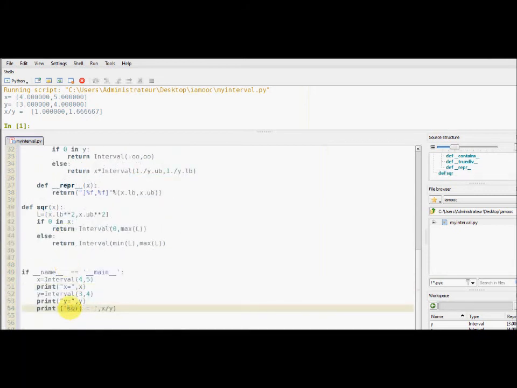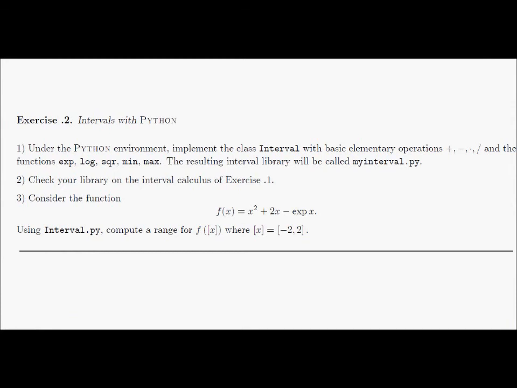I will check it. Square of x, square of x. Okay, it seems to work. Now I also have to implement the min and the max, and after to check the library in the question number 2. I will have to check with everything I have done before. Maybe I will also go directly to the question number 3, where I have to test this function on this number. First I will finish with min and max.